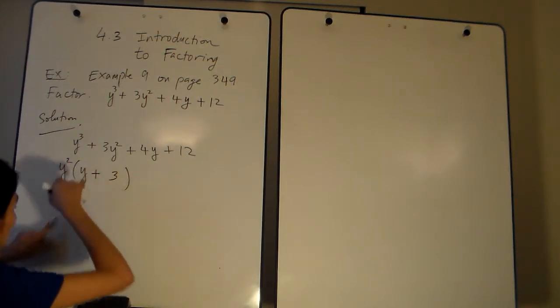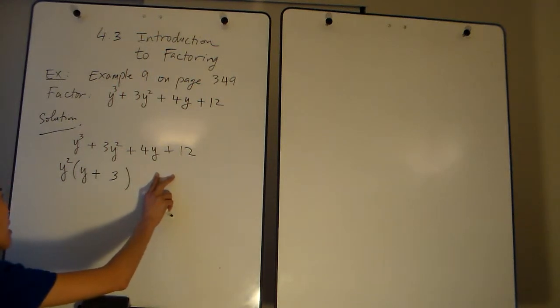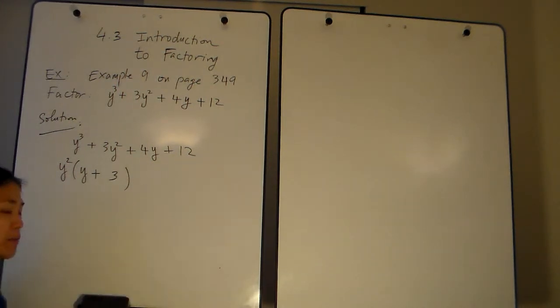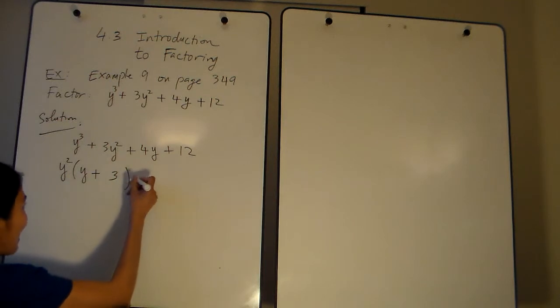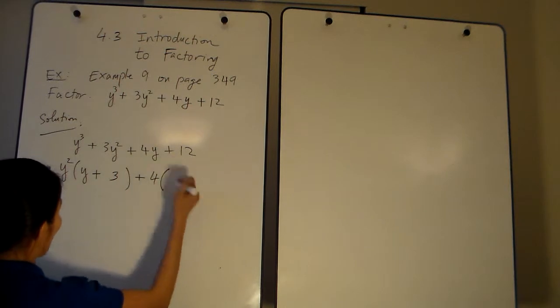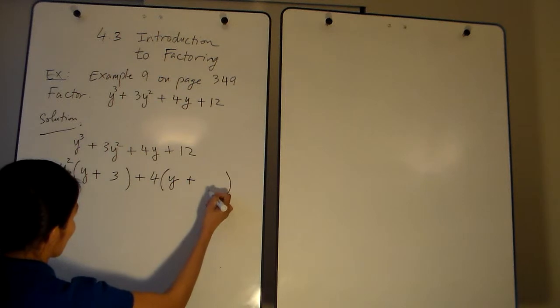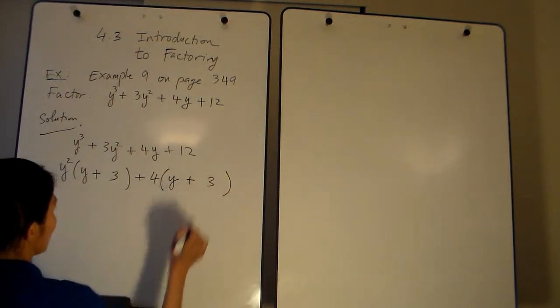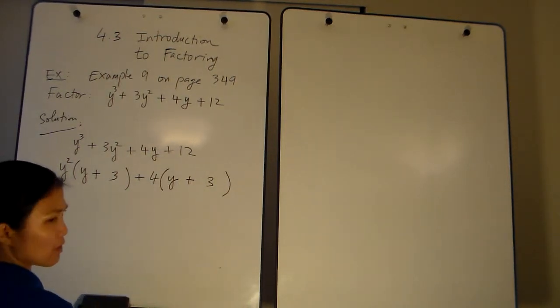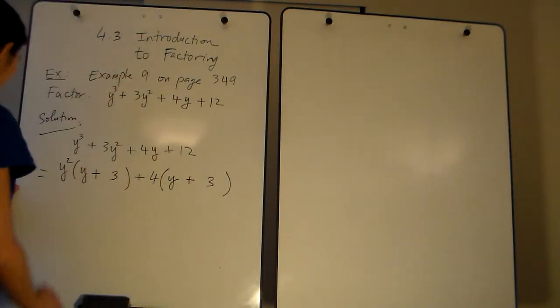So we just factored out the first 2 terms. How about the last 2 terms? What is the largest common factor of 4y and 12? 4 is the largest common factor, right? Because 4 times 3 is 12. All right, I'm going to factor out the 4. 4 times what is y? Got to be y, right? Plus 4 times what equals 12? 3. 4 times 3 is 12.